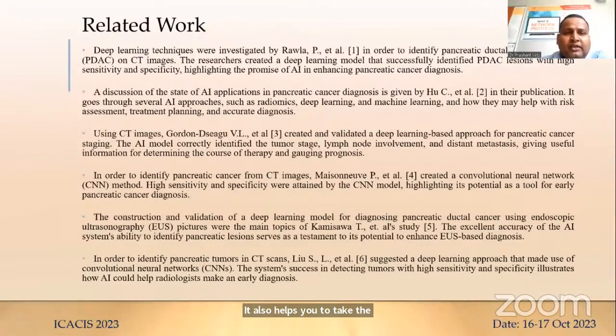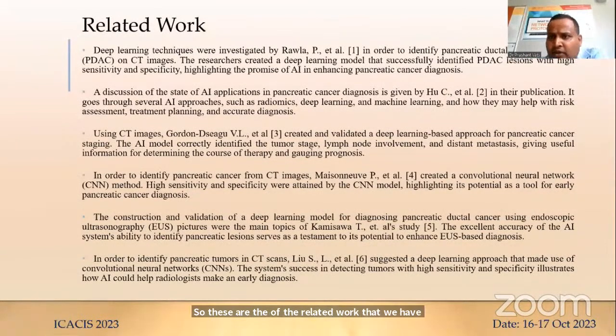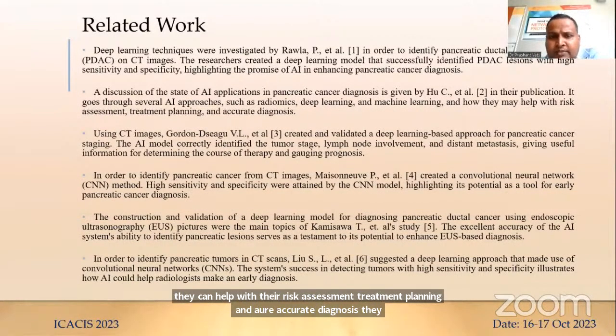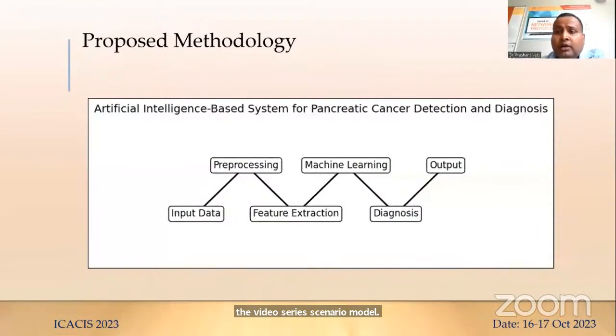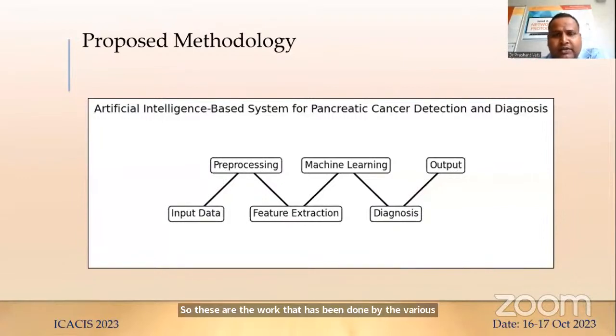So these are some of the related work that we have carried out, in which various researchers have implemented various sorts of algorithms in identifying pancreatic cancer diagnosis. They have launched their studies on how these can help with risk assessment, treatment planning, and accurate diagnosis. They have also provided various methodologies with the high sensitivity and specificity attained by the various CNN models. So this is the work that has been done by various organizations and authors in the specific research areas.